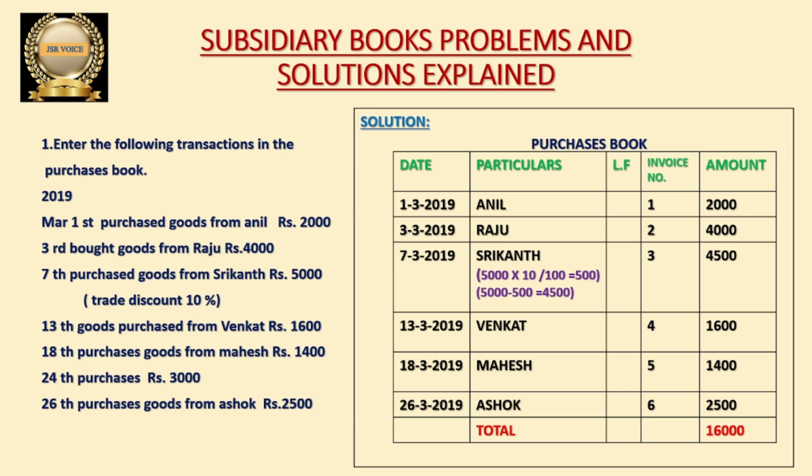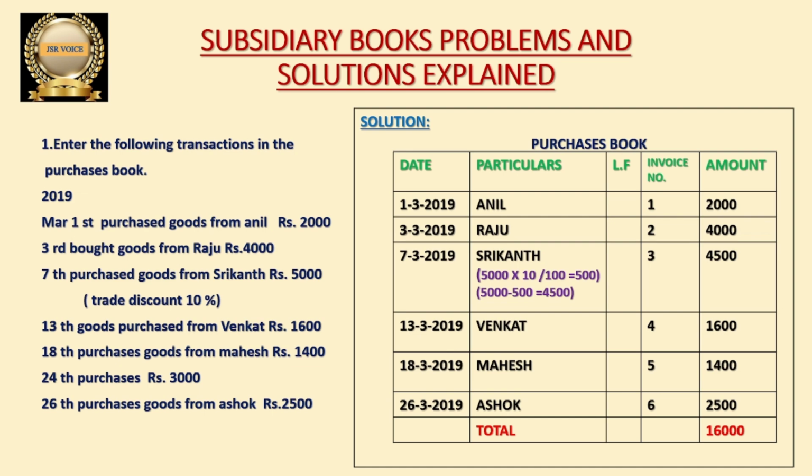So let us go to next one. 13th one. 13th date, goods purchased from Venkat. So let us see whether it is satisfying 3 conditions or not. It is goods, related to goods, not assets. Goods purchased, not assets. They purchased goods only. From Venkat, Venkat name is given. And they did not mention anywhere cash. So it is not cash purchases. It is credit purchases only. So we can record that in the purchases book.